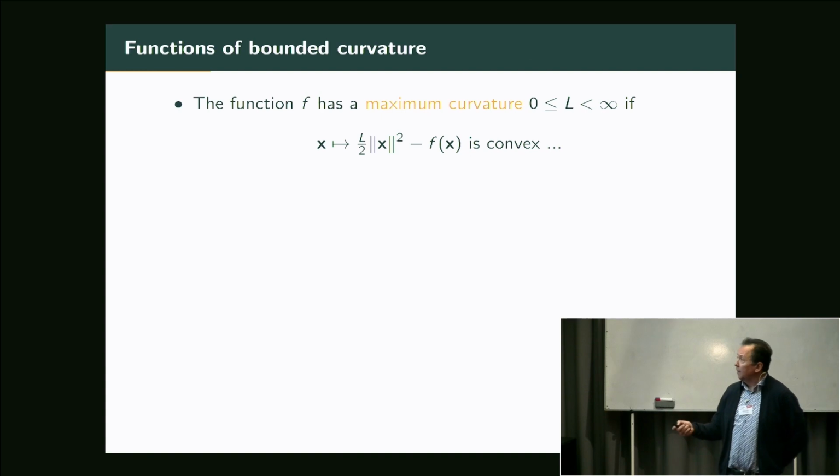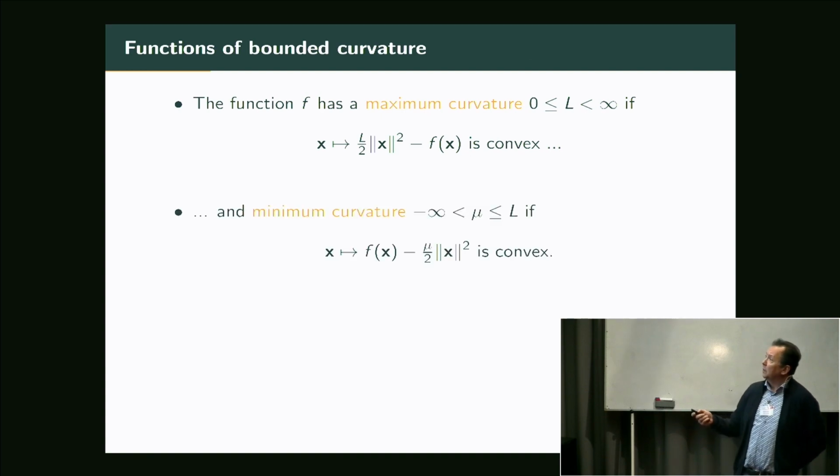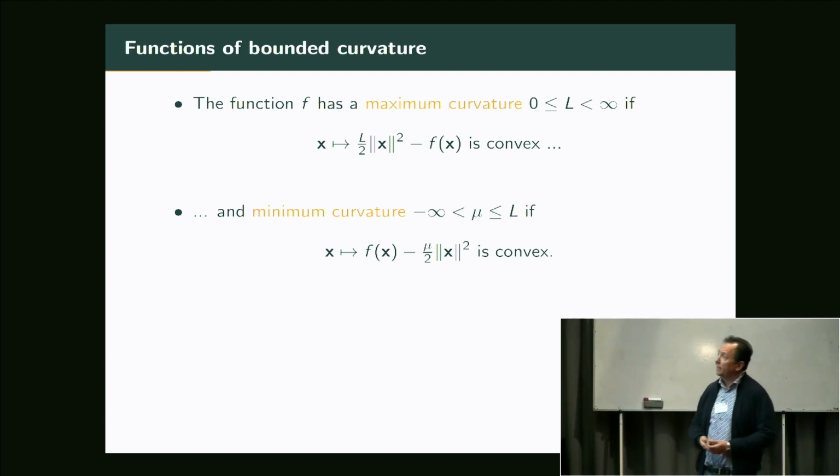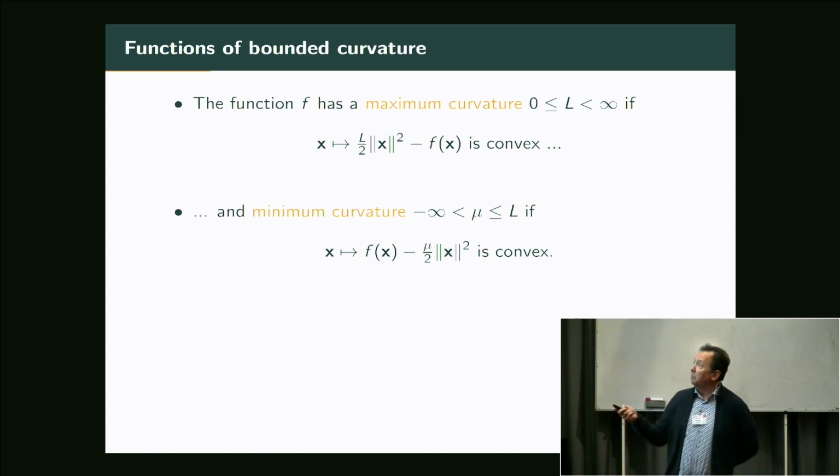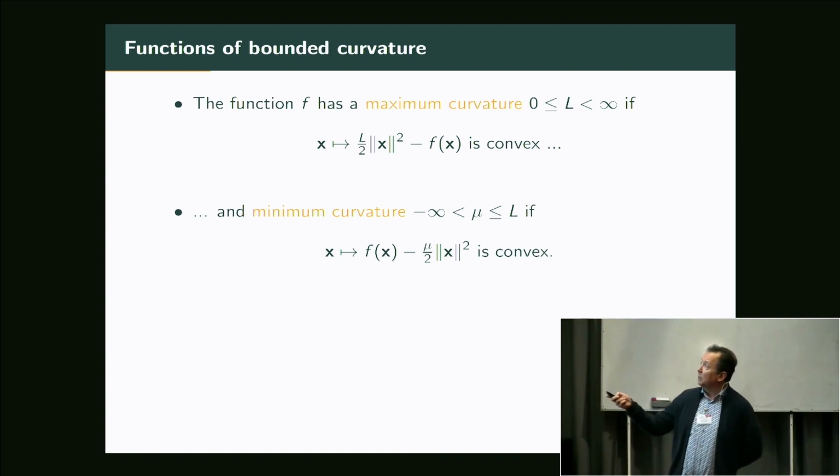So the next thing that we can require is, so the first was the maximum curvature. Now the minimum curvature: a function is said to have minimum curvature mu if we can subtract some quadratic function from f and still obtain a convex function. So in particular, we require that mu is at most L, but it can take negative values as long as these are finite negative values.